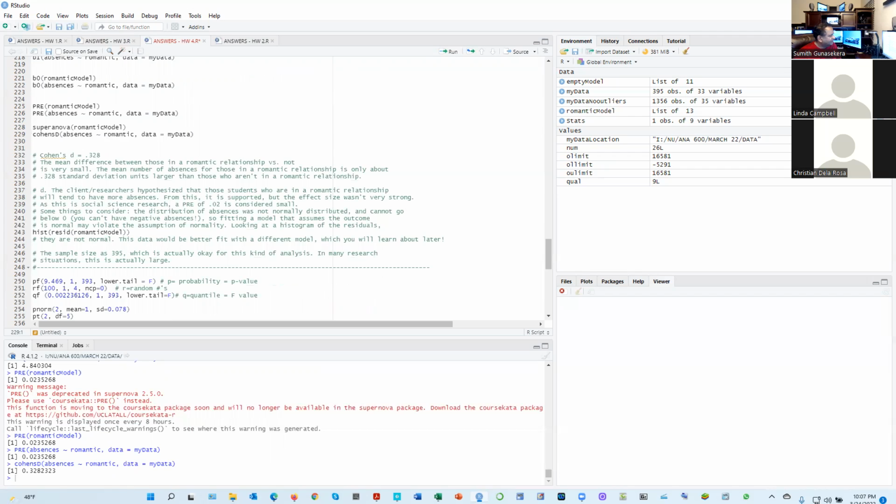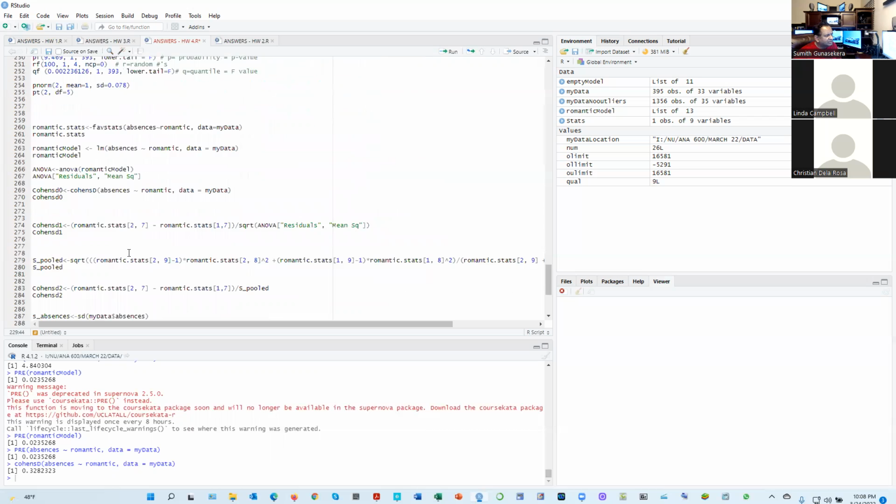That's the Cohen's D, and what does this mean? What can you say about the strength of the model from Cohen's D? This is the mean difference between those in a romantic relationship versus those not in one. It's very small. The mean number of absences for those in a romantic relationship is only about 0.328 standard deviation units larger than those who aren't in a romantic relationship. Okay, then you can explain the conclusions and everything.